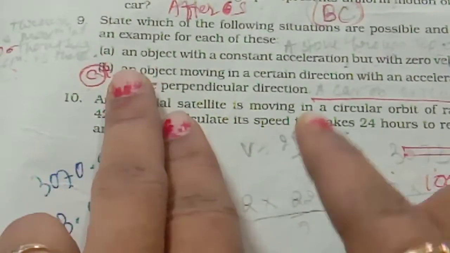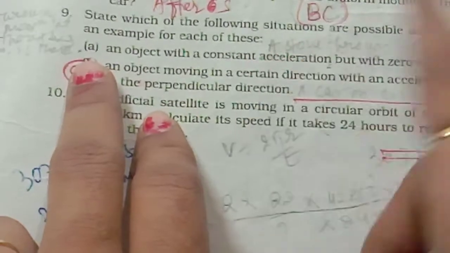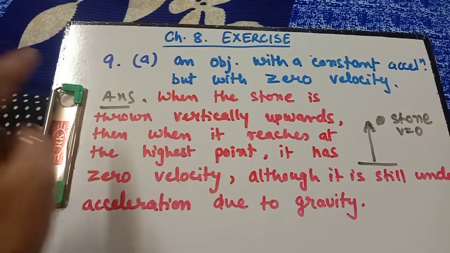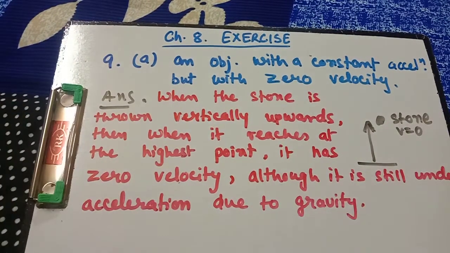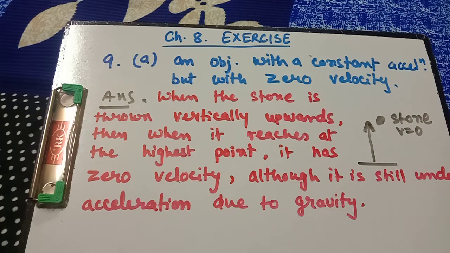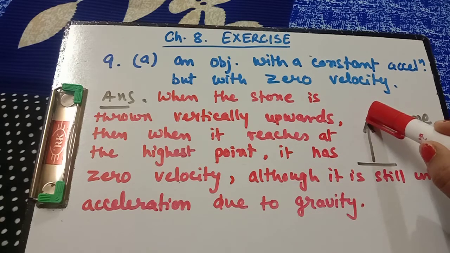Question number 9, state which of the following situations are possible and give an example for each of these. So A and B are there, so we'll be writing 9A. An object with a constant acceleration but with zero velocity. They are asking to give an example and explain it a little. So the example is if I throw a stone vertically upward. When it reaches the highest point, for a fraction of second its velocity becomes 0.